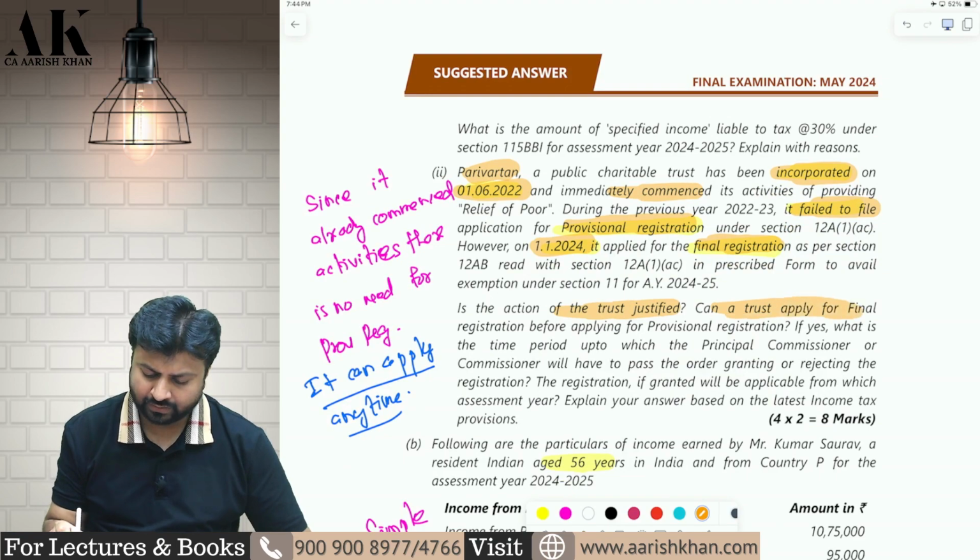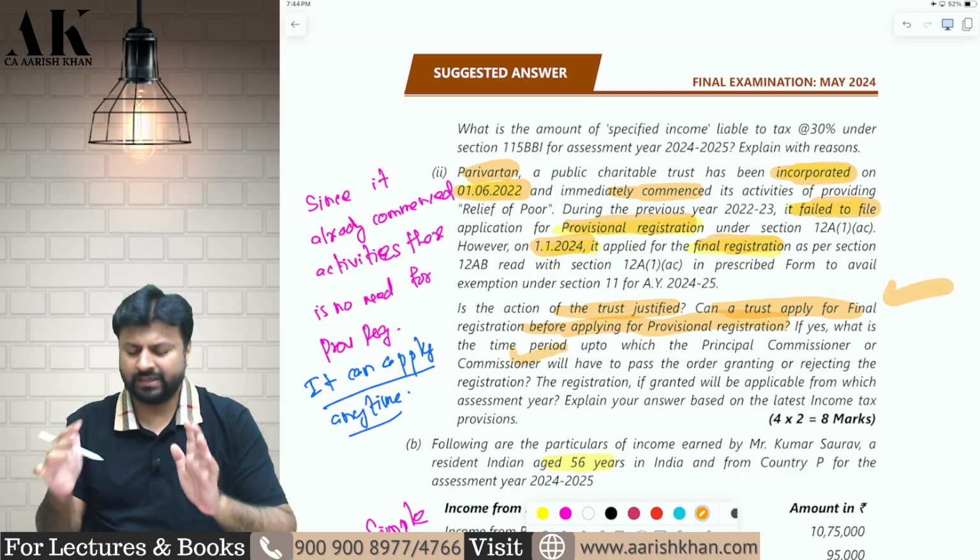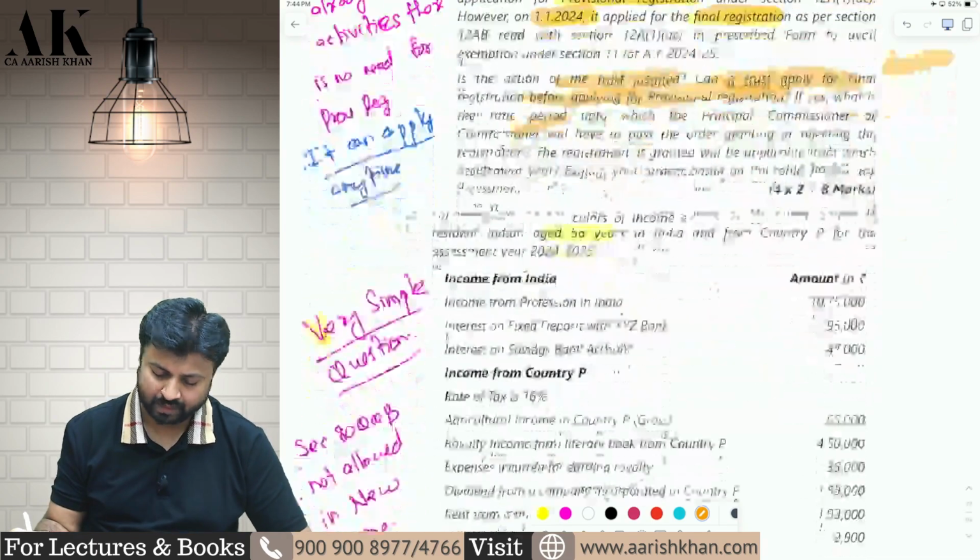Can a trust apply for the final registration before applying for the provisional registration? The answer is yes. If yes, what is the time period? That is somewhere around 6 months; you can just go through the provision. Okay, I hope it is clear to all of you.